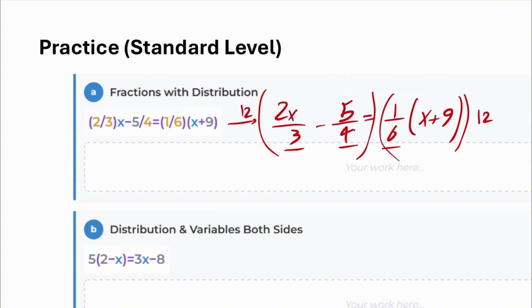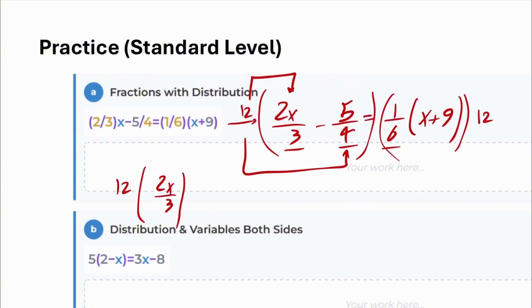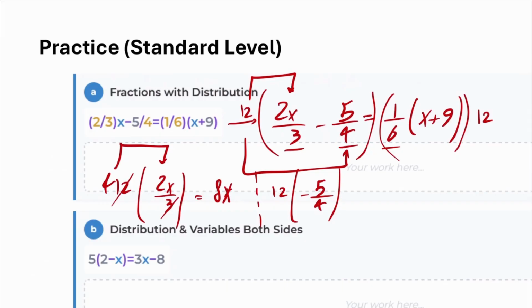So what do I have? I do have 12 times this guy. I do have 12 times this guy. It would be 12 times 2x divided by 3, which 12 divided by 3 is going to be 4. 4 times 2 is going to be 8x. So I do have 8x. After that, let me make it a little bit bigger. I do have 12 times negative 5 over 4. Remember, you have a negative sign. 12 divided by 4 is 3. 3 times negative 5, negative 15.